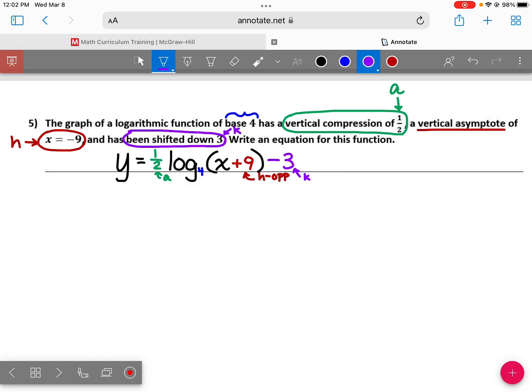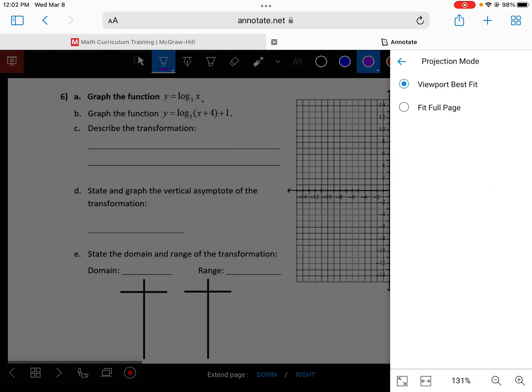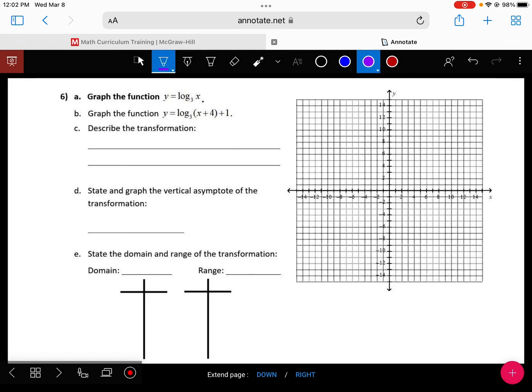Let's do number 6, and then we'll call it a day. You guys okay with that? All right.